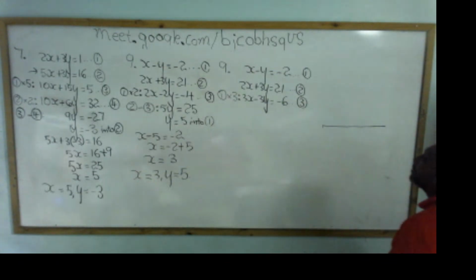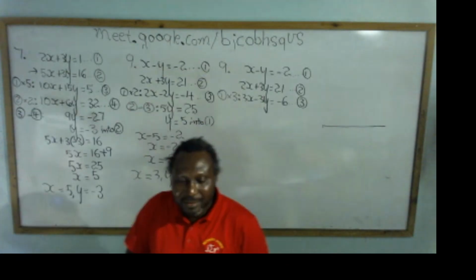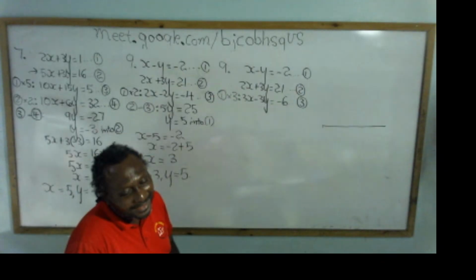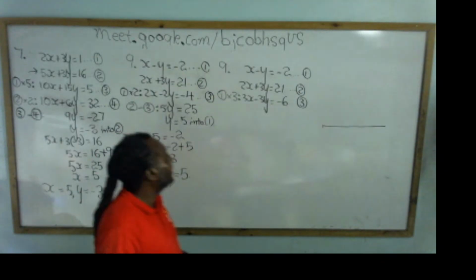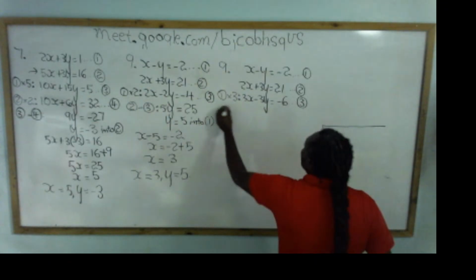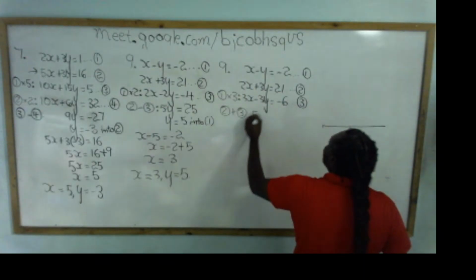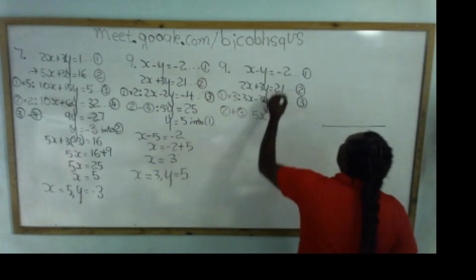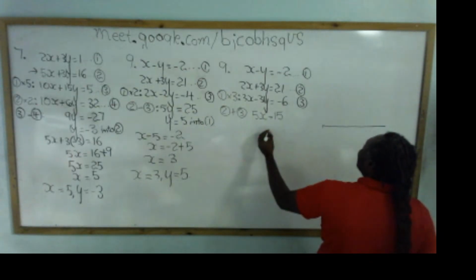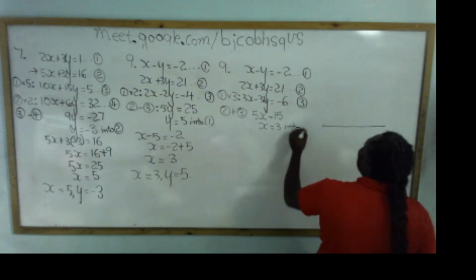Of course, the y's are additive inverses and will eliminate each other on addition. So we'll go straight ahead and add. We just say equation 2 plus equation 3, the y's are gone, 2x plus 3x is 5x, and we're going to add 21 with a negative 6, and that is going to give us 15. So x is equal to 3, and we're going to put that again into equation 1.